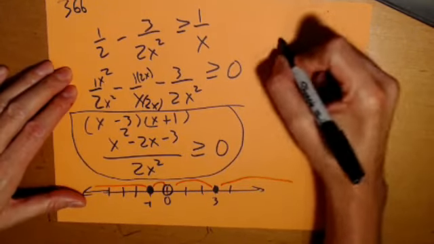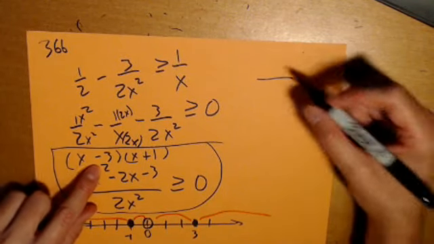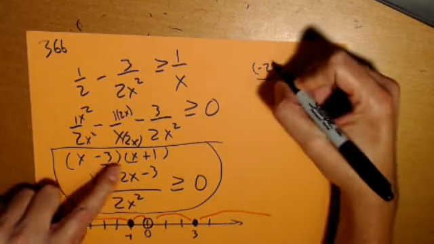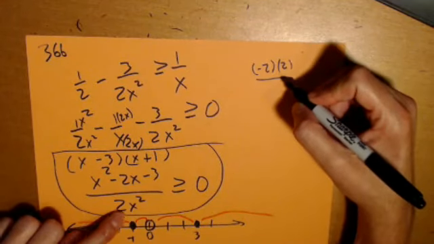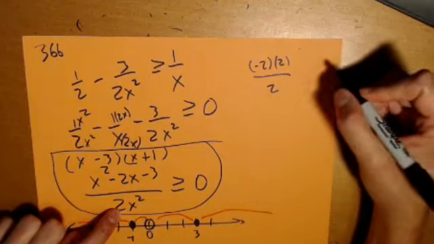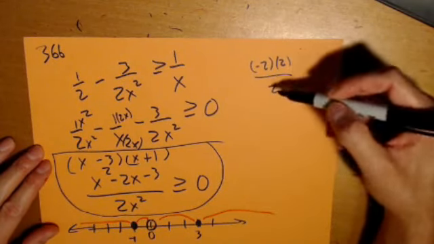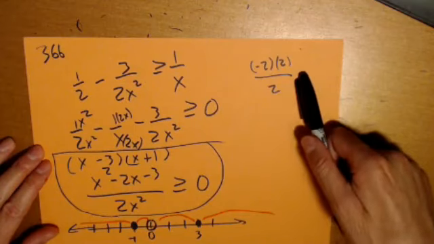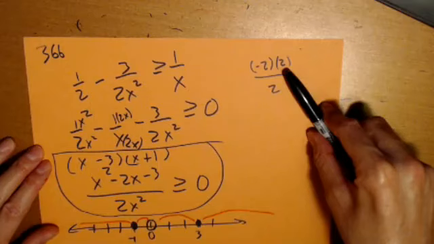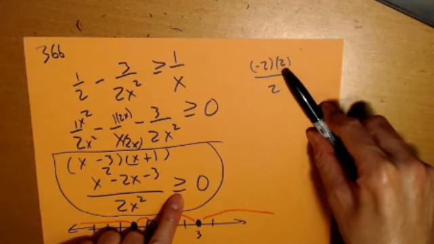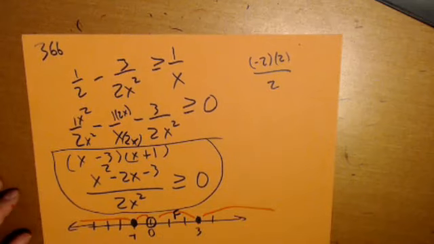Okay, let's try something between 0 and 3. Let's try 1. 1 minus 3 is negative 2. 1 plus 1 is 2. And then on bottom, 1 squared is 1, times 2. I don't really need to figure it out exactly. I know that this is negative, right? So just keep track of negative signs. This answer is negative. Is negative greater than or equal to 0? No. So this whole area is false.